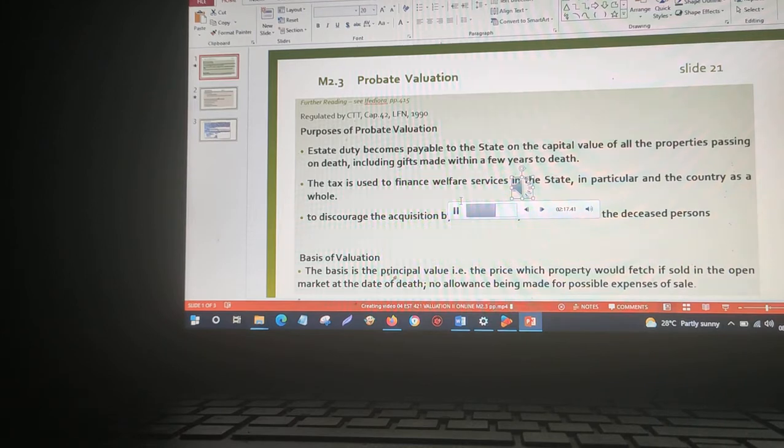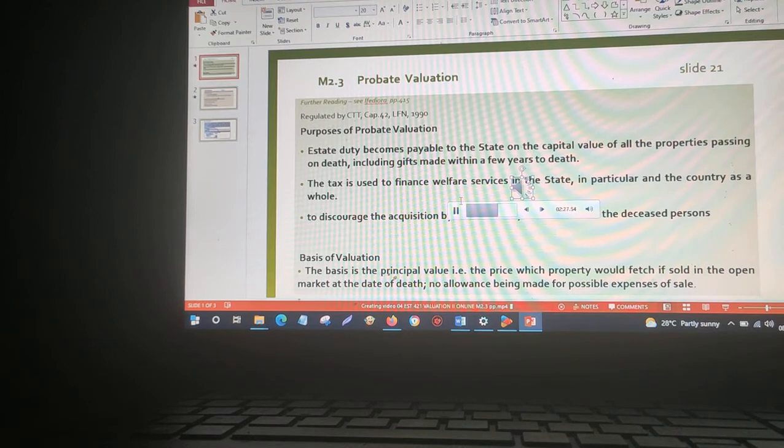So the basis of valuation for probate is the principal value. That is the value, or if you like, the price. The value is more appropriate here, which the property will fetch if sold in the market at the date of death. Those are the operative words. As at the date of death, no allowance being made for possible expenses of sale.